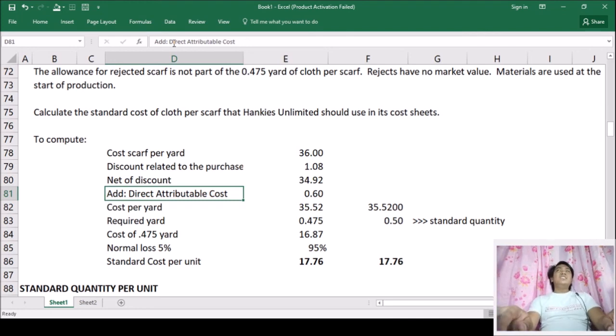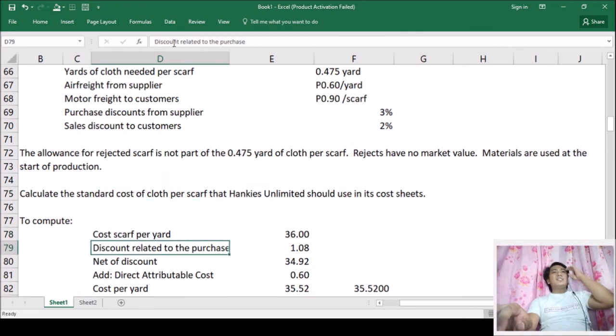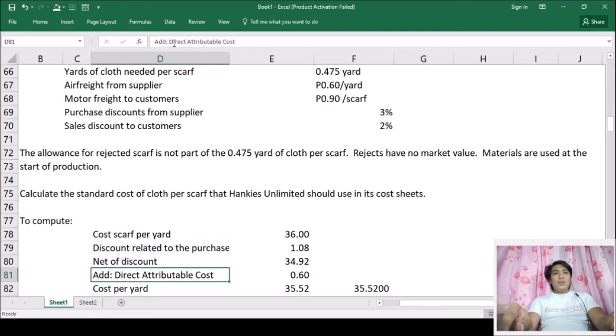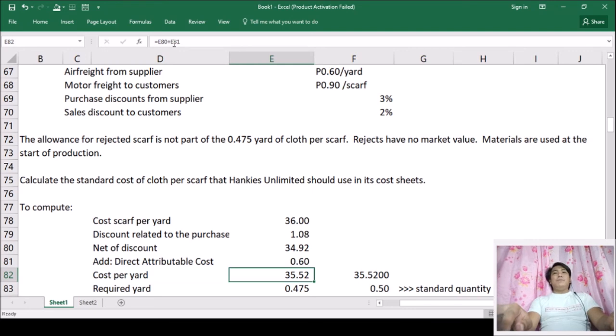If 34.92, and then we add direct attributable cost na 0.6, ano itong 0.6 na to? This is the air freight coming from the supplier. Ito yon, no? Air freight coming from the supplier per yard. That's 0.6. How about the motor freight to customer, sir? Why it is not included? It is not included because it is an expense on the part of the company. Okay? So the cost per yard in total is 35.52.